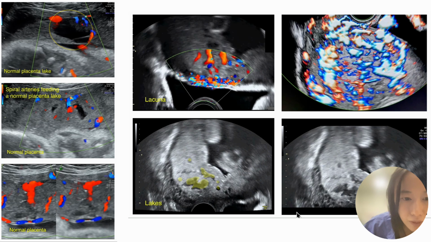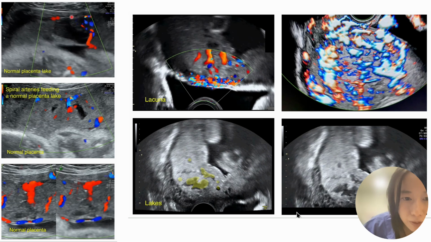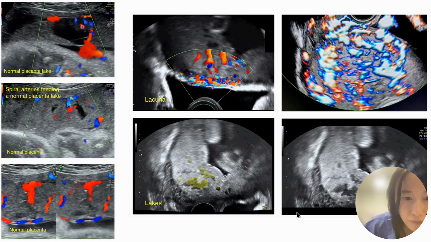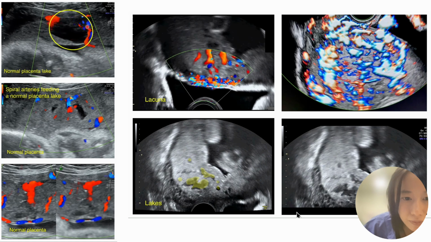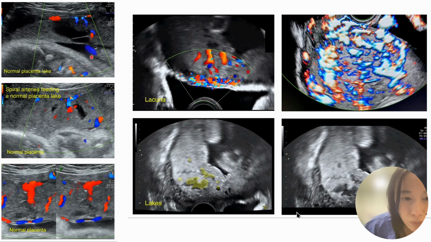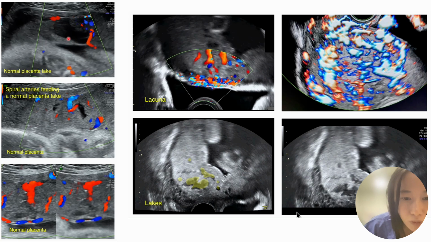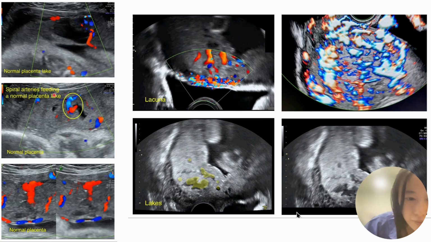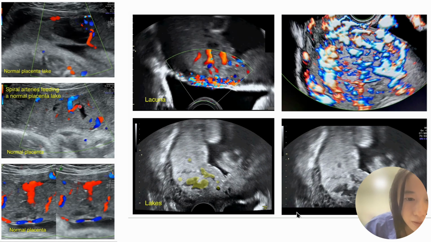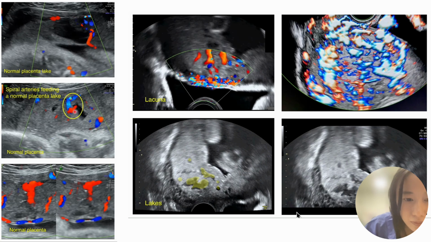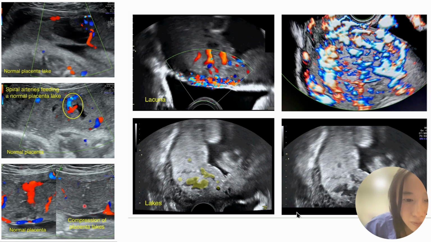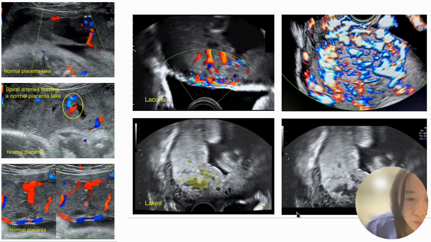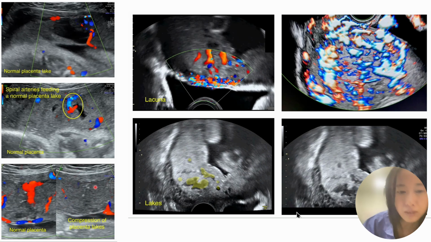Can you see here? The normal placental legs could be quite big, but the blood vessels supplying them will have low flow. They don't have this moth-eaten appearance like the lacunae. This is a spiral artery feeding a normal placental leg. They can be compressed and change their shape when you press with the probe.